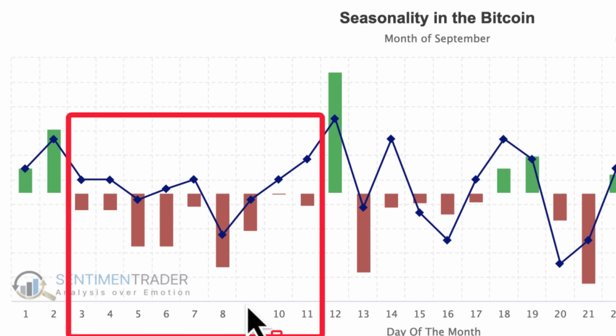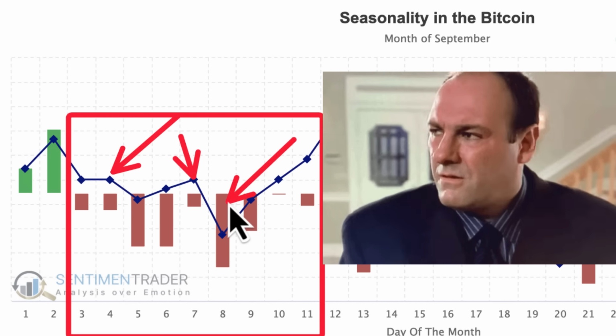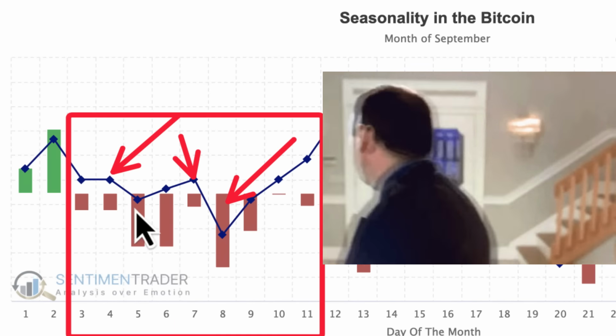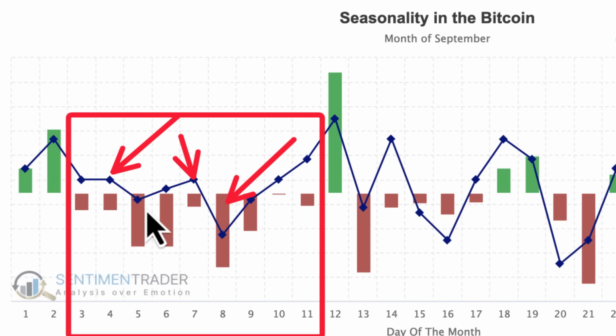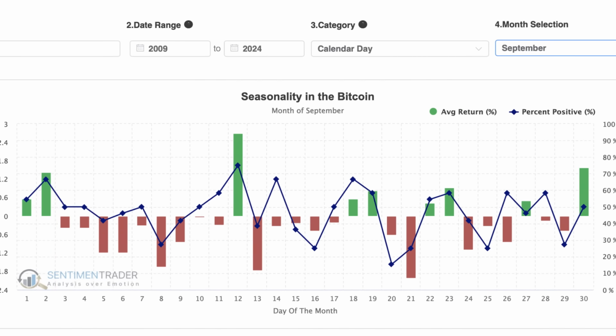And by the way, look at the win rate. The win rate is really bad, really low, as you can see from the blue line. So not only do we have red bars, a lot of negative returns in this period, in the first half of September, but notice the win rate is also bad. It tends to improve a little bit, maybe on the 12th of September. But again, remember, these are not certainties or probabilities. What is interesting, though, is that generally in September, overall, you see a lot more reds than greens.